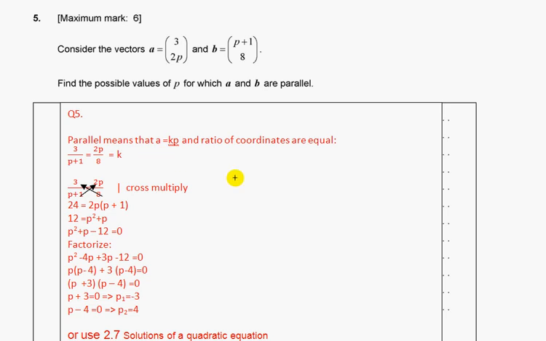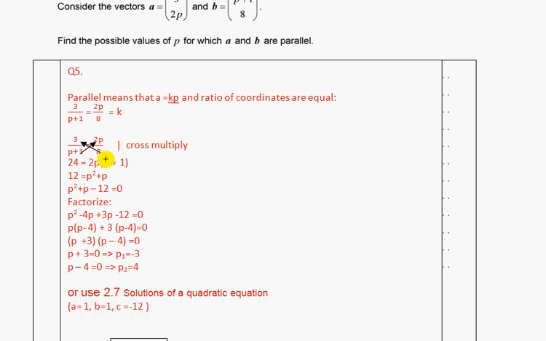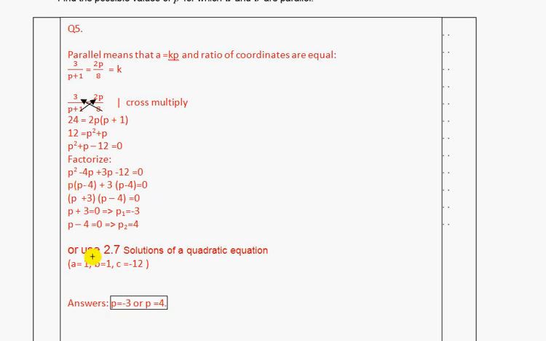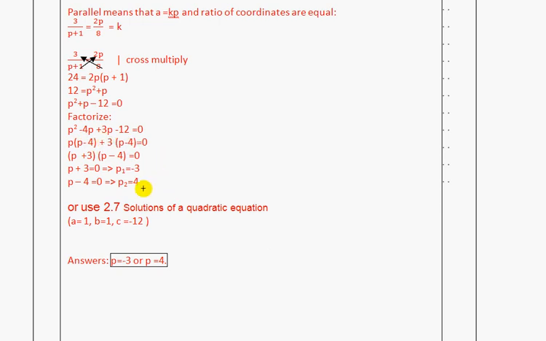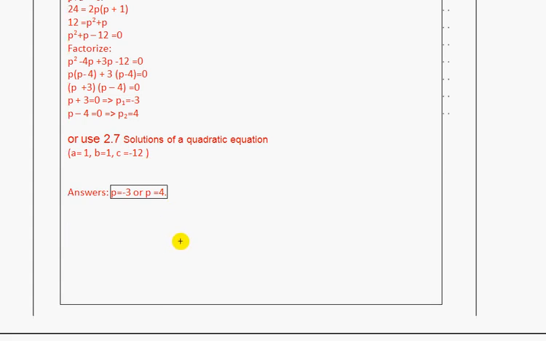We don't care about k. How to solve it? We cross multiply. We get 3 times 8, 24, equals 2 p times (p plus 1). We simplify by 2, and then we can factorize very easily, and so split p into minus 4 plus 3 and get 2 solutions. Or use the standard formula 2.7 for the solution of a quadratic equation, taking into account that a is 1, b is 1, and c is minus 12. So we will get the same answer.